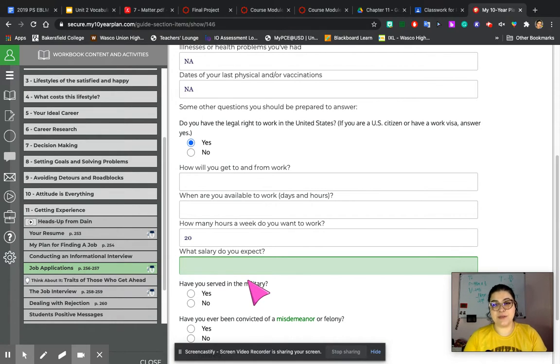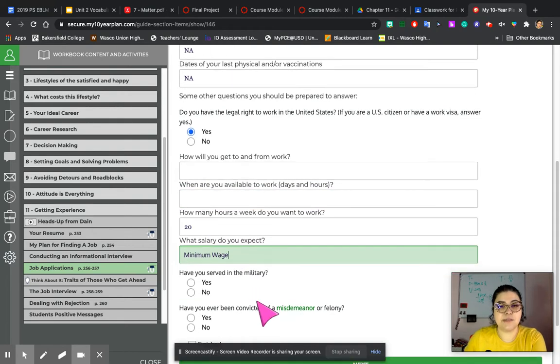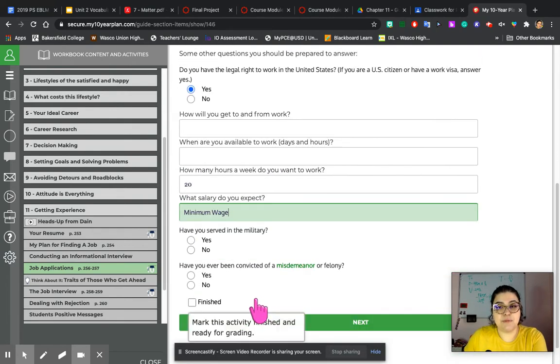Like you can't walk into McDonald's and be like, I want you to pay me $1,000 a week. It ain't going to happen. So you need to be realistic. So what salary do you expect? Most to all of you are going to put minimum wage. So whatever the minimum wage happens to be at the time that you start working, because it's probably going to go up in the next couple of years. In fact, it probably will.